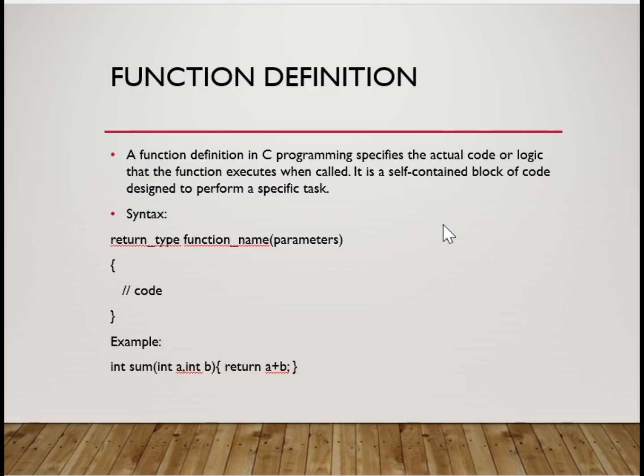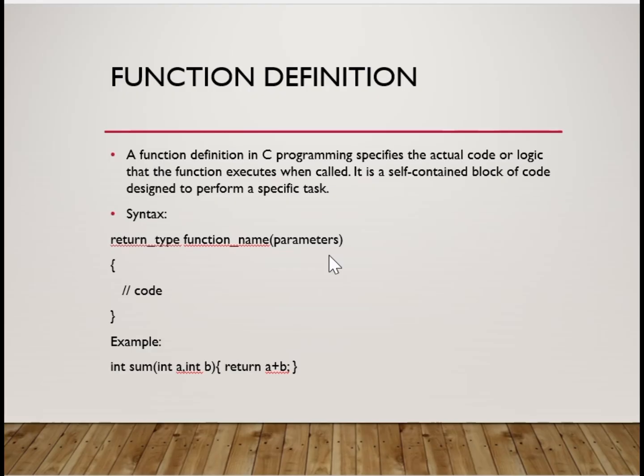Function definition. A function definition in a C program specifies the actual code or logic. The function definition contains the actual implementation of the function. This is where we write the logic of the program. Its syntax is: return type, function name, parameters, curly brackets, code, curly brackets close.